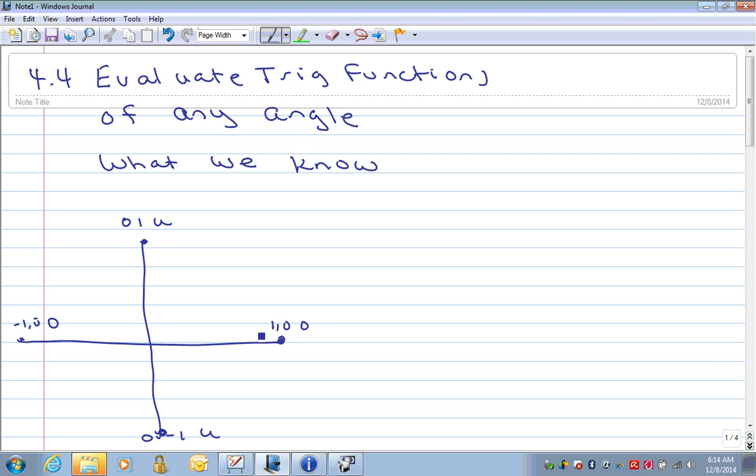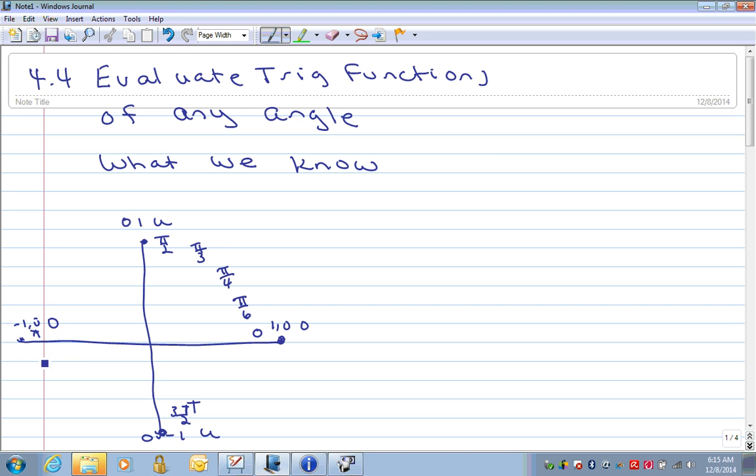We know we're at 0 radians. We're at pi over 2 radians. We're at pi radians. And we're at 3 pi over 2 radians. And then for our reference angles, which are the most important, we're at pi over 6, and then we rotate 45, pi over 4, and 60 is pi over 3.